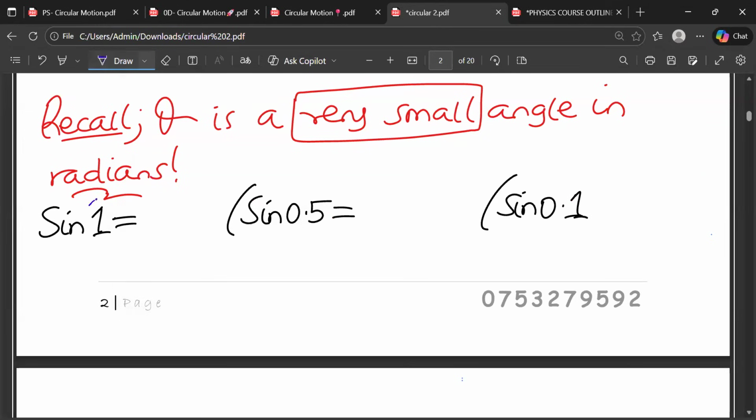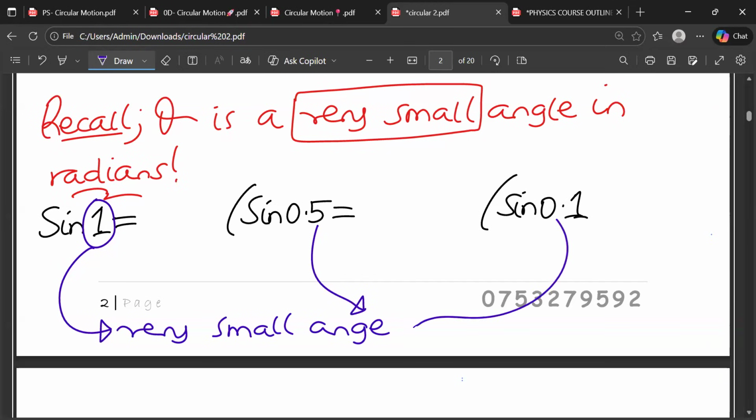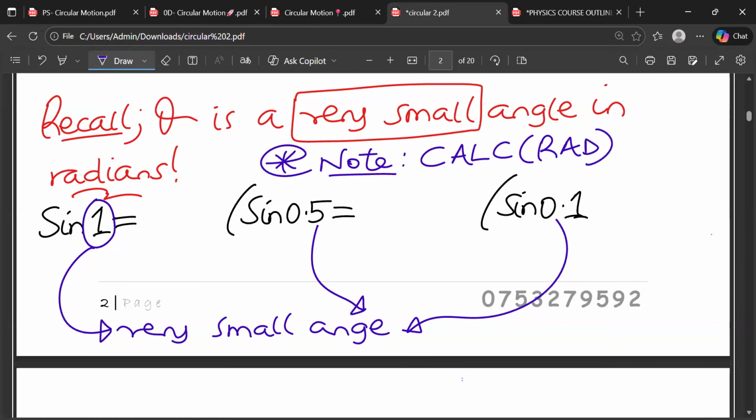So what you're seeing, these are the very small angles. I think you people have never seen 1 degree. That's why when the angle is too small, it's better for it to be measured in radians. That's why they always prefer radians. Write for me all those 3 answers. Separate them with commas. The sine of 1, when your calculator is in radians. You note that the calculator is in radians.